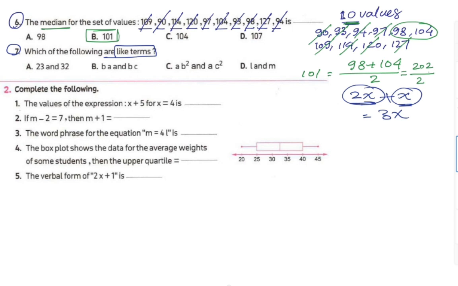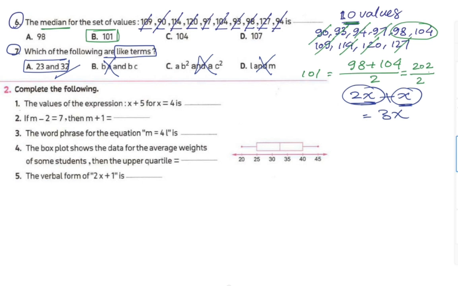Okay, look at the first choice. I have two numbers. Can you add 23 and 32? Yes, I can add them together because they are two numbers. But can you add BA plus BC? No. Can you add AB squared plus AC squared? No. Can you add L plus M? No. So the first choice is the correct one. Now let's go to the next question.